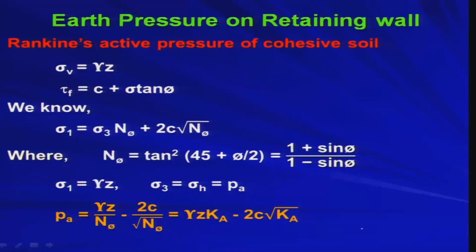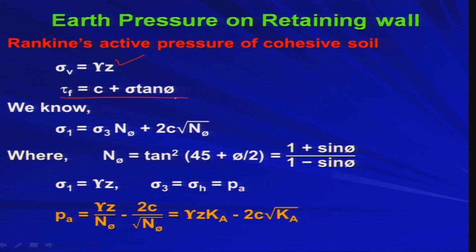Now, in case of this, whatever may be the case, sigma v is gamma z, that is, the vertical pressure at any depth z will be gamma z. There is no issue for that, if the soil is completely dry. Now, tau f, that is the shear strength. Already we have seen that in the shear strength chapter, that tau f is equal to C plus sigma tan phi, where C is the cohesion, sigma is the normal stress on that particular plane, and phi is the angle of internal friction of the soil.